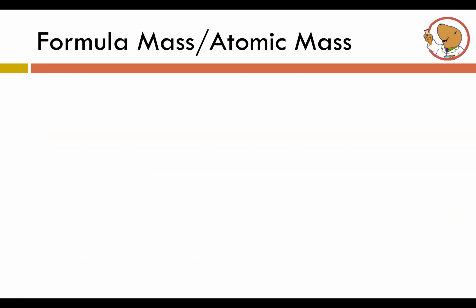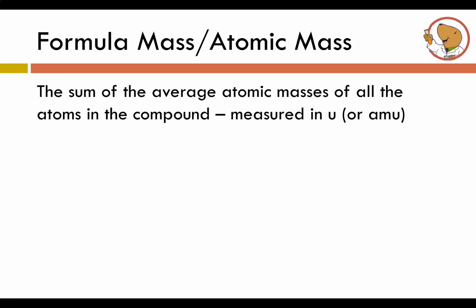We're going to start by discussing formula mass, which is also called atomic mass. There's two different ways of expressing the same exact idea. To calculate this value, all you do is take the sum of the average atomic masses of all of the atoms in the compound, and this is measured in U or in AMU.